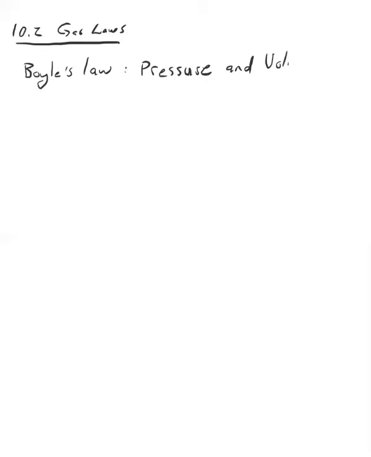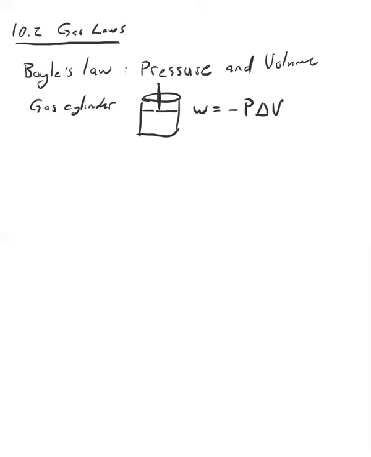Now, this, if you recall, is significant because when we talked about the gas cylinder in chapter 5, we said, wait a minute, there's this thing called work. And we said that work was equal to minus P delta V, right? So we have this piston here. We have a gas inside the cylinder. And we said if we compress the gas, we're doing work on the gas. If the gas expands, the gas is doing work on the piston, right? So that was mechanical work.